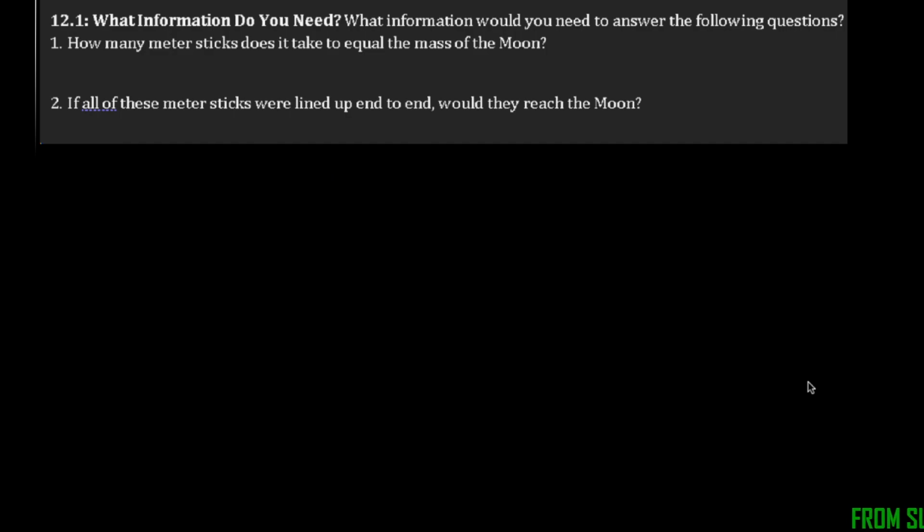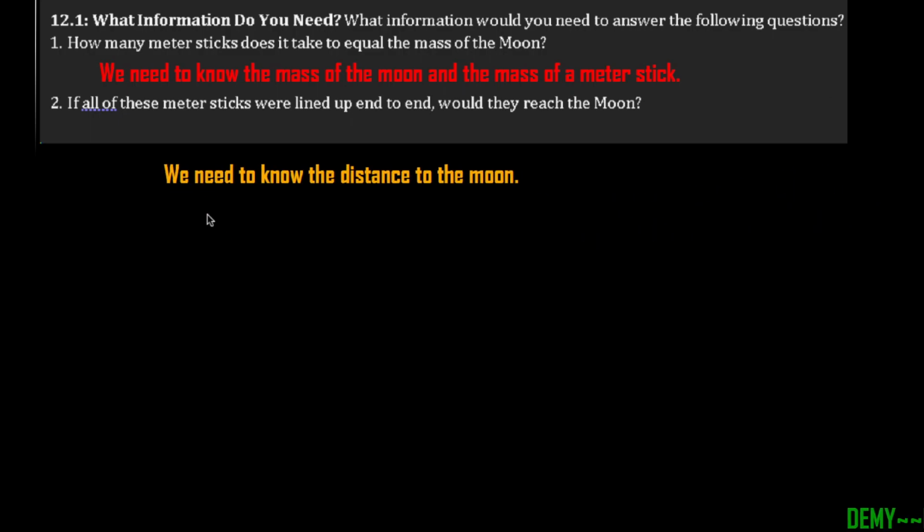So the first part says, what information do you need? What information would you need to answer the following questions? How many meter sticks would it take to equal the mass of the moon? And if all meter sticks were lined up end to end, would they reach the moon? First, we need to know the mass of the moon and the mass of the meter stick. Then for the second part, we need to know the distance to the moon. So just a couple different things we need to figure out before we can calculate that.